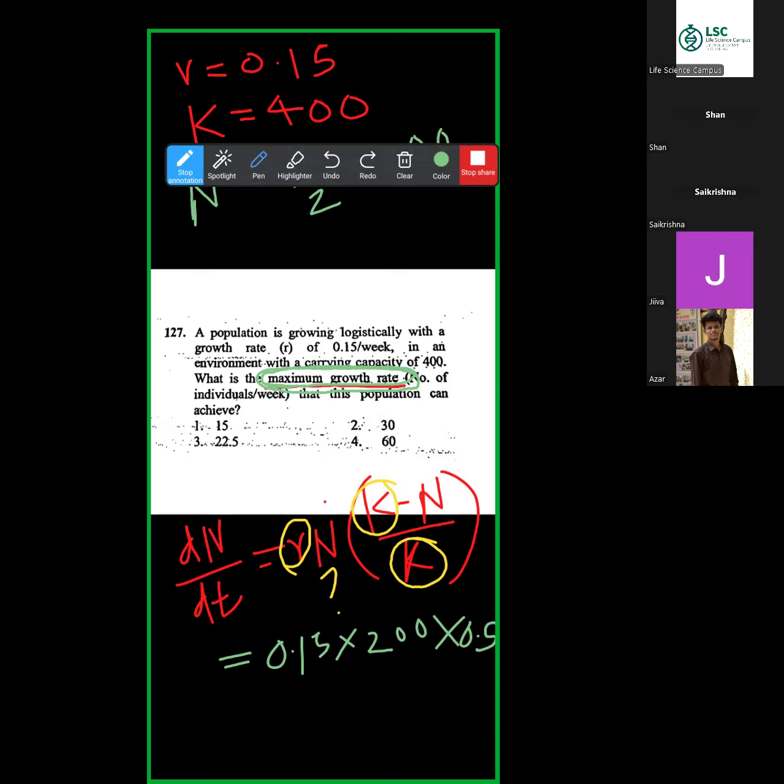Is there any doubt? By multiplying all these terms, we will get 15. So the first option is the right answer. Is it clear now?